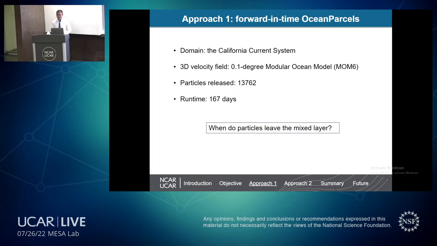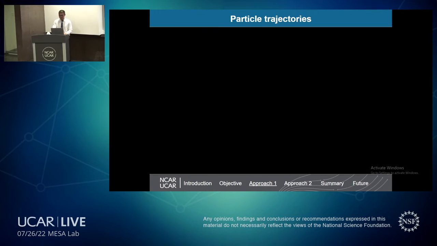So the first approach we took is to run Ocean Parcels forward in time. What we did is that we picked the California Current System as the domain. We used the 3D velocity output from the 0.1 degree Modular Ocean Model, MOM6. We released over 13,000 particles and let it run for 167 days. So now the question is, where do the particles end up at each time, and when do they actually leave the surface mixed layer?